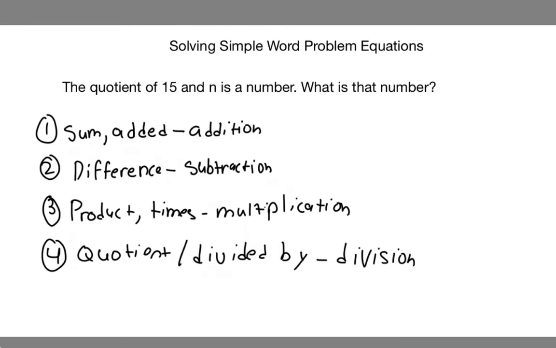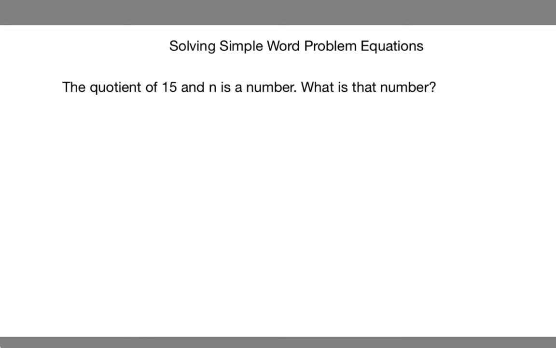Okay, since we've gotten this out of the way, let's tackle our problem. The problem is: the quotient of 15 and n is a number. What is that number? All this means is 15 divided by the variable n, which we do not know yet, is equal to a number. I'm going to change this to 3, just to keep it really easy, because without this you wouldn't be able to solve the equation. So 15 divided by n equals 3.